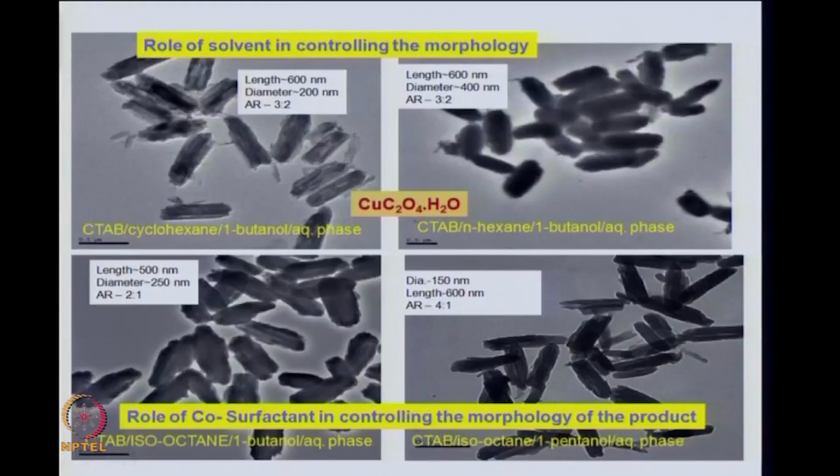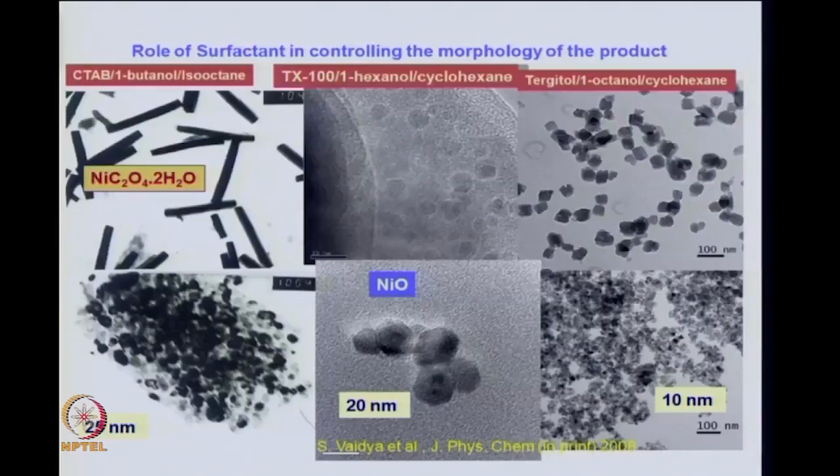If you want to monitor the effect of one parameter, we keep all the others constant. For example, keep the surfactant same like CTAB, keep the solvent same like isooctane, and then change the co-surfactant in this case. In this case, you keep the co-surfactant same, but the solvent has been changed, and so you see the effect of the solvent on the aspect ratio and the size of the nanorods of copper oxalate.